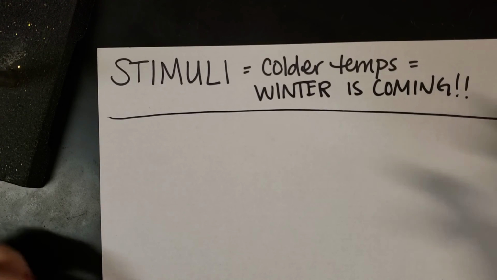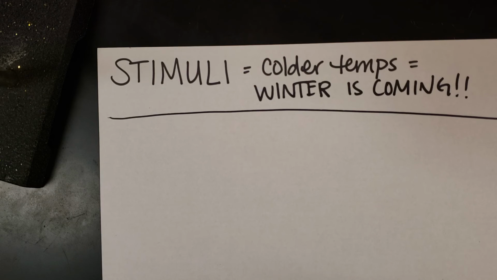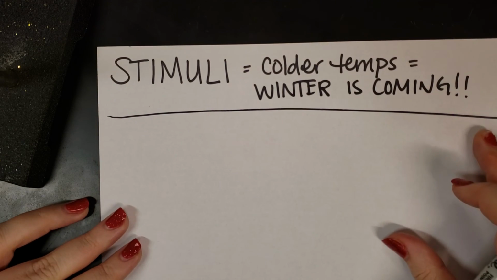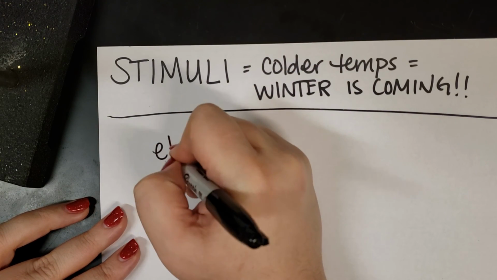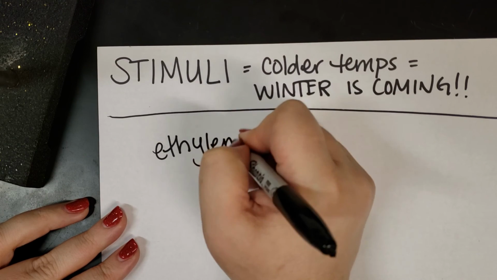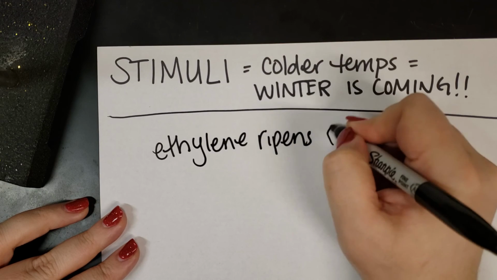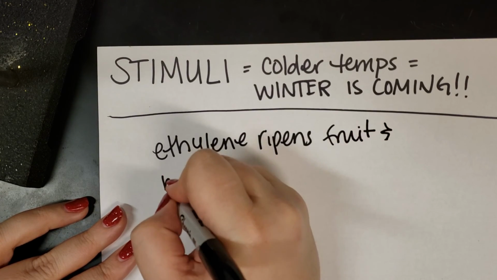All right, and our last one that we're gonna do is, wrong paper. Colder temperature means winter is coming. So in the winter, there's not a lot of water, there's less sunlight. Plants kind of need to shut down, not all plants, but the flowering plants definitely have to kind of shut down their processes to like wait the winter out and then come back in the spring. Okay, so when the weather gets colder, this is when ethylene ripens the fruit and makes leaves fall.